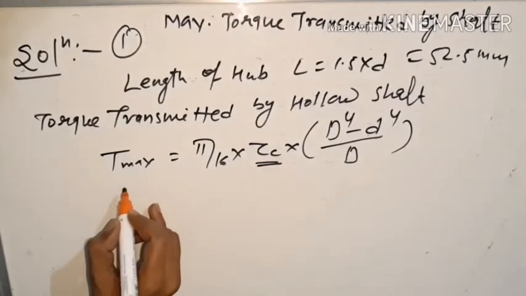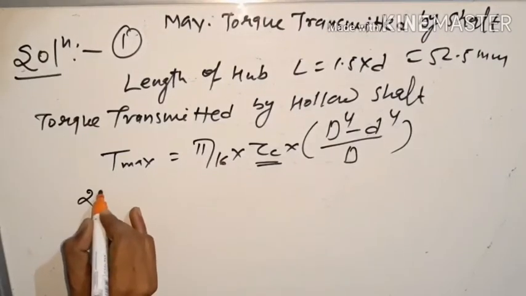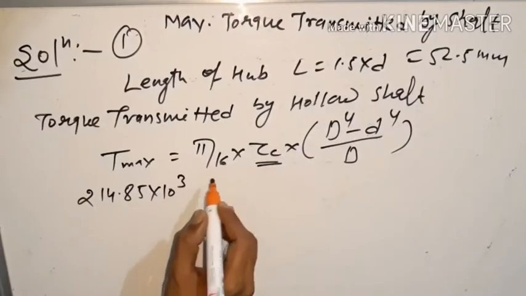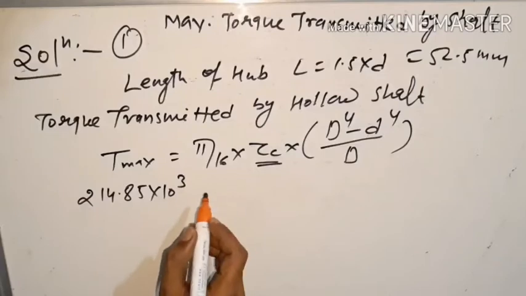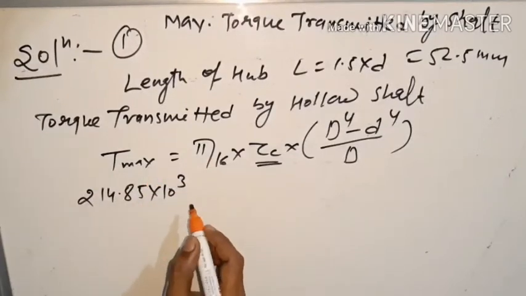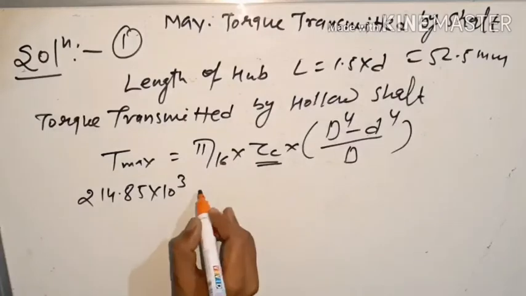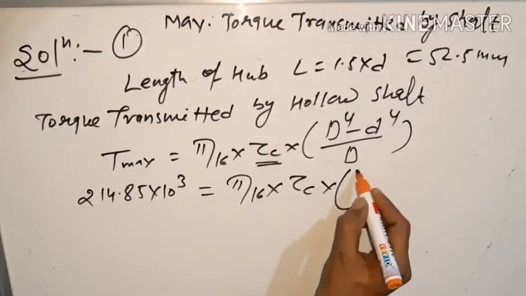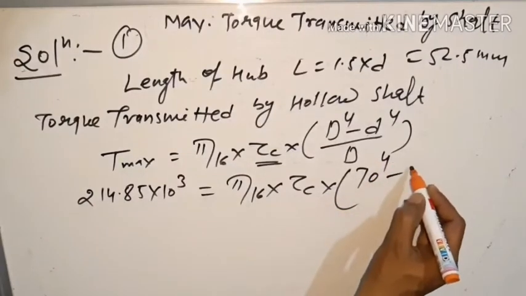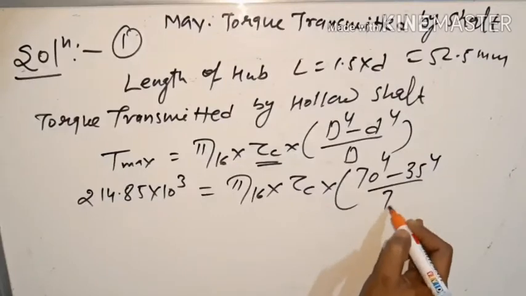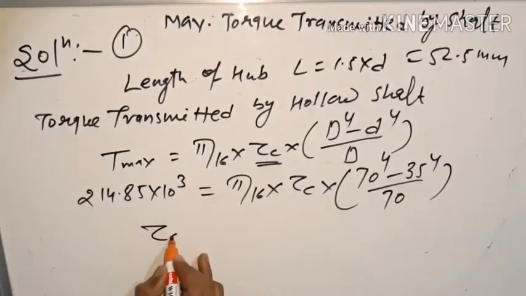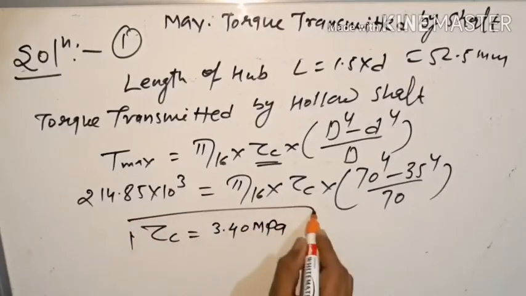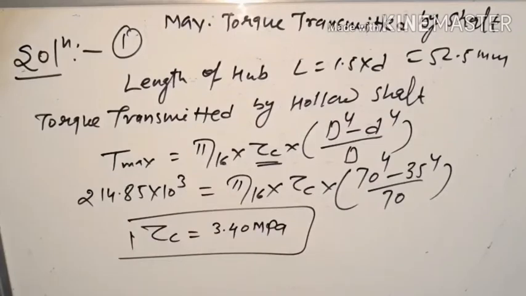So putting all the values, that means T max is 214.85 into 10 power 3, and if we just cross multiply all the values, you can do right now. So it is about pi by 16 and tau c is unknown. Right now d4 is equal to 70 power 4 minus 35 power 4, upon 70. So you find the value of tau c is around 3.40 megapascal. You check this right now and clear your doubt.